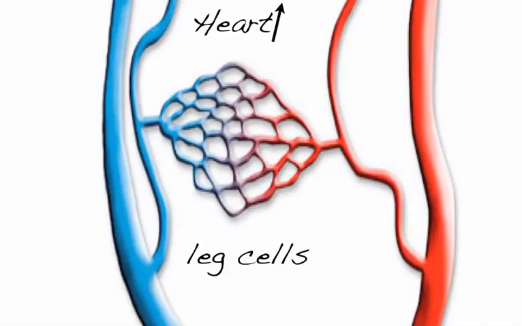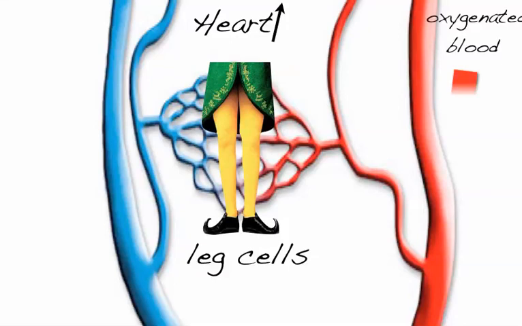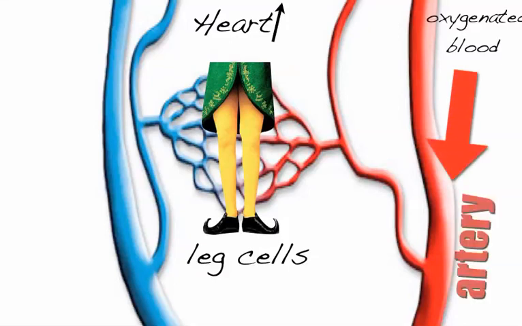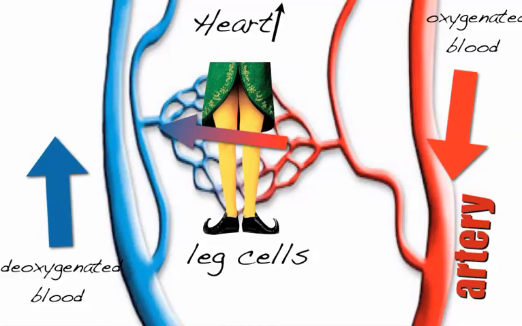Here's another example. This is pretend your leg, okay? So oxygenated blood comes from the heart. That's an artery. Why? Because it's moving away from the heart. Goes into your leg where your cells use up the oxygen. Carbon dioxide fills up your blood and becomes deoxygenated. They should have called it carbonated blood. Anyway, and then that's a vein because it's going back to the heart.